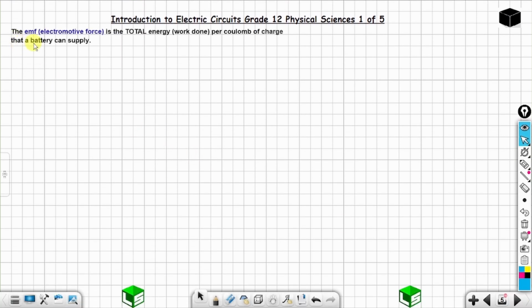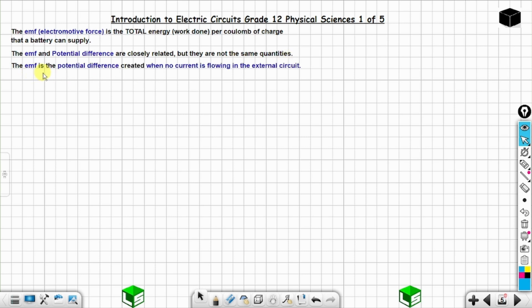The EMF is the total energy or the total work done per coulomb of charge that a battery can supply. The EMF and potential difference are closely related, but they are not the same quantities. We are going to see that. The EMF is the potential difference created when no current is flowing in the external circuit. So for you to measure the EMF, the switch must be open.